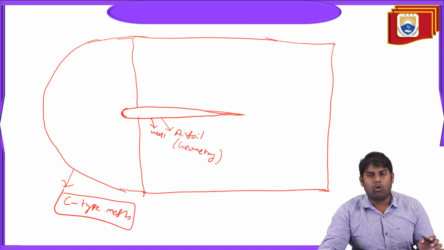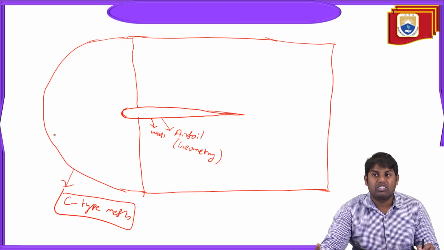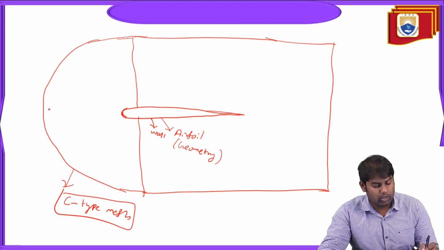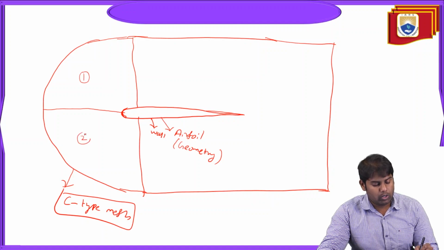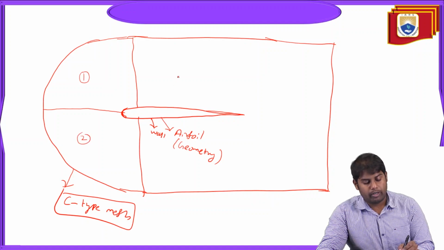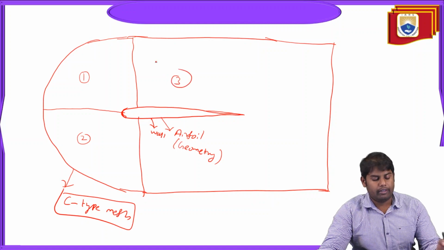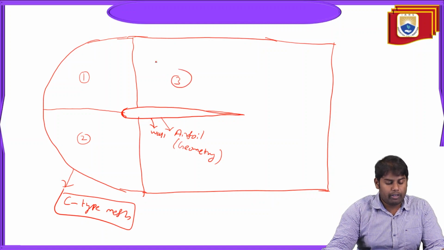So this is the overall domain. Now this domain can be divided into subdomains, because generating a mesh with this type of domain is also hectic. So I will divide this into half. Here you can see this is subdomain 1, subdomain 2, subdomain 3.